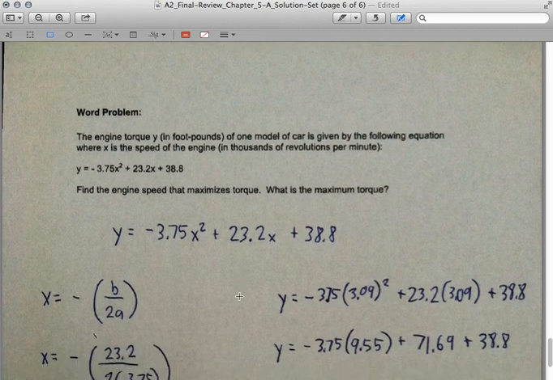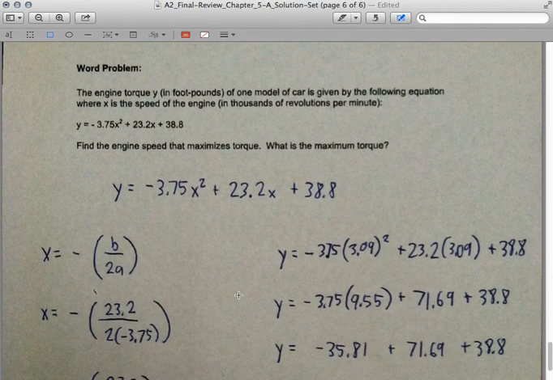Lastly, we move on to a word problem to try to apply some of the knowledge of quadratic functions. In this word problem, it says the engine torque, which is our y value, our output. So the engine torque of one model of car is given by the following equation, where x, the input value, is the speed of the engine. And we have the quadratic function here.